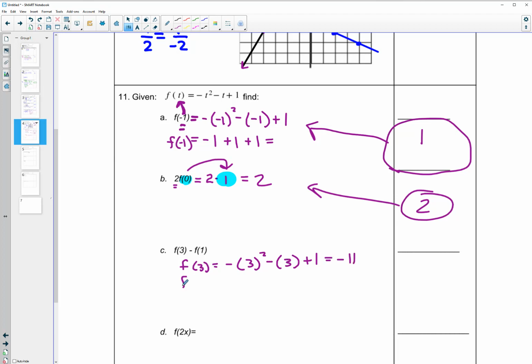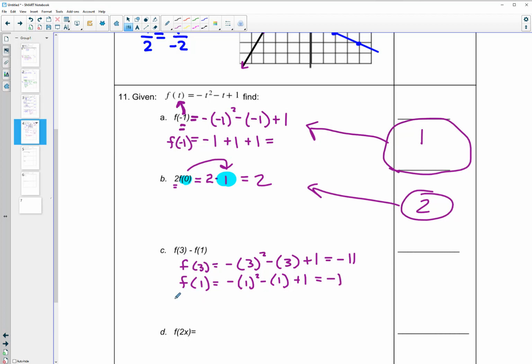Okay? And then f of 1, we already did. Oh, no, we didn't. I'm sorry, we did f of negative 1. So f of 1 is negative 1 squared minus 1 plus 1, right? So that's just going to be negative 1, so negative 1 minus 1 is negative 2 plus 1 is negative 1.